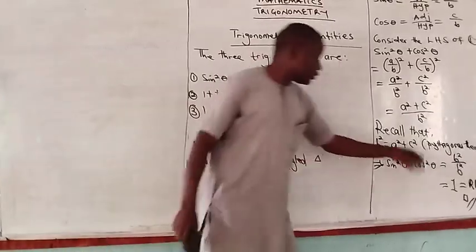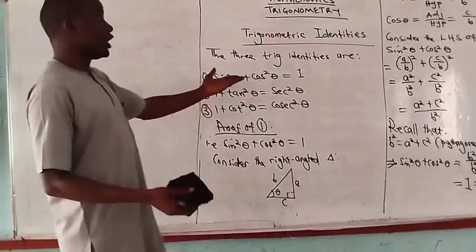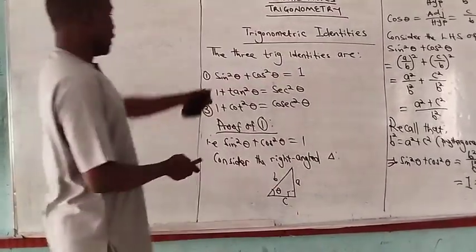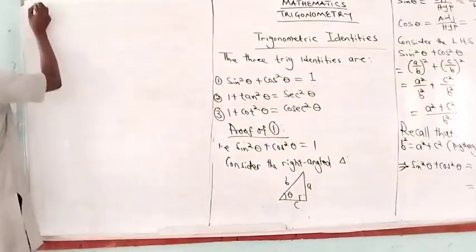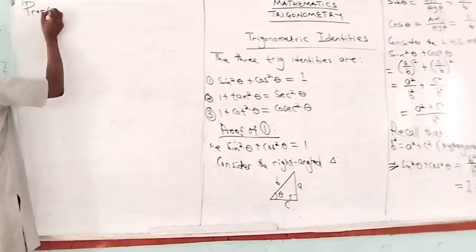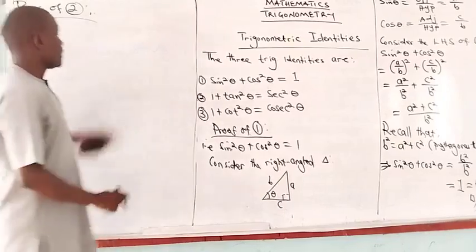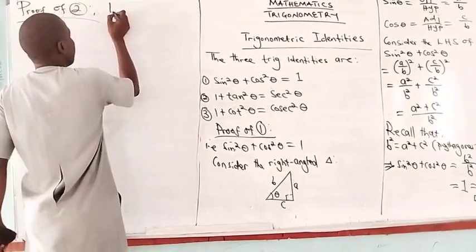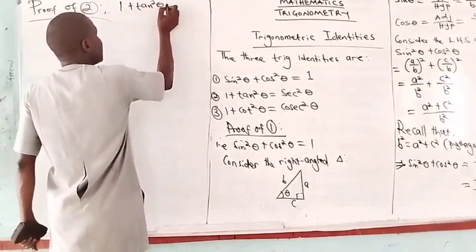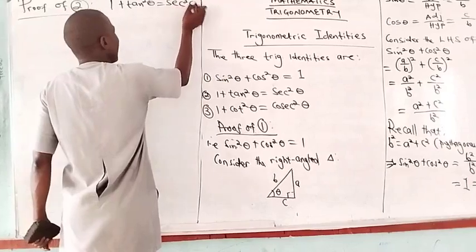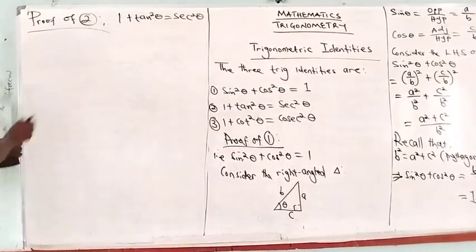So here we come to the end of the proof of identity 1. We check sine square plus cos square and we get 1. So now we move to 2, the proof of 2. To prove identity number 2: 1 plus tan square theta is equal to sec square theta. So what are you going to do?